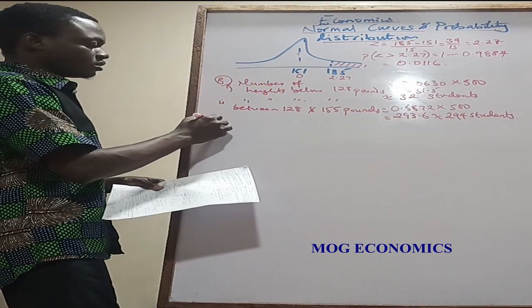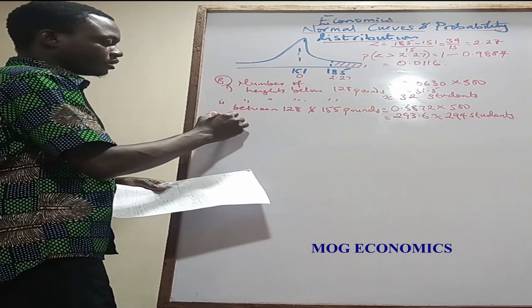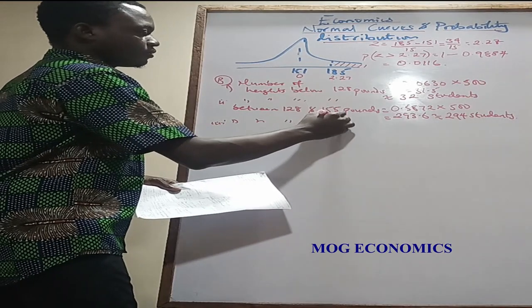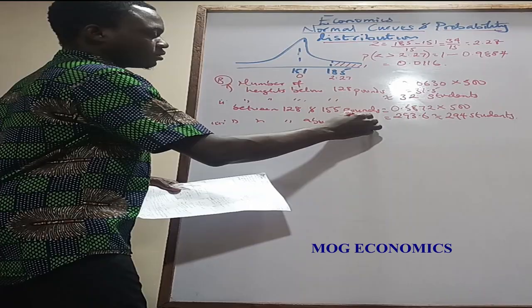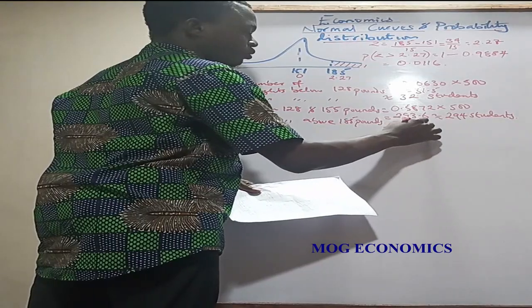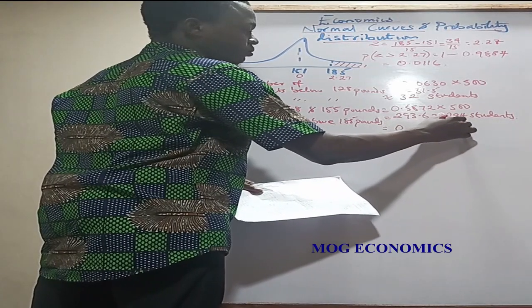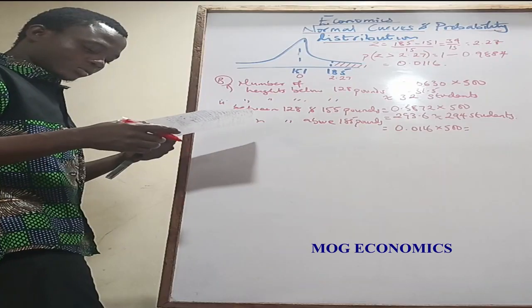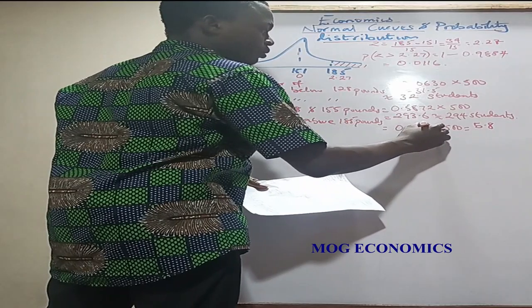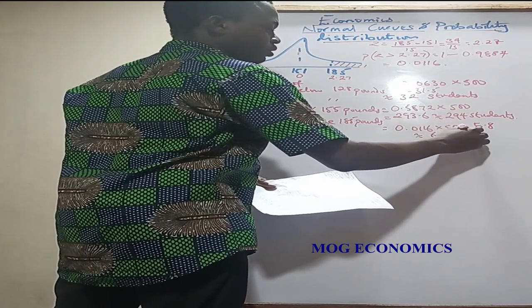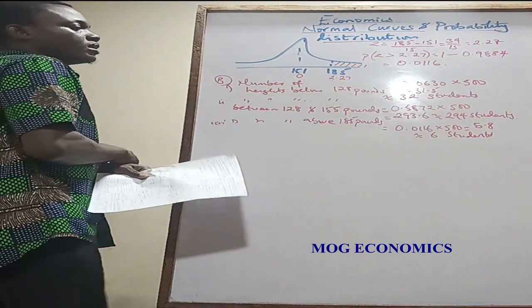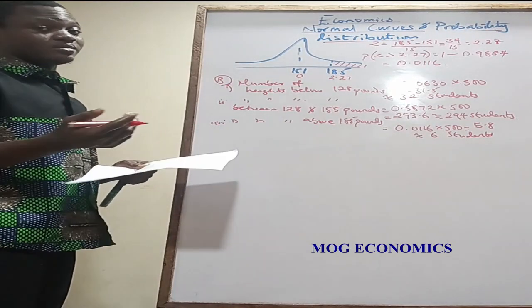Now the final one is the number of students above 185 pounds, and this one equals the probability that we got here, 0.0116, multiplied by 500. This gives us 5.8, which is approximately 6 students. So don't make the mistake of saying, oh wow, I already got this and this, so add them all together, then subtract the final answer from 500. Don't do that.